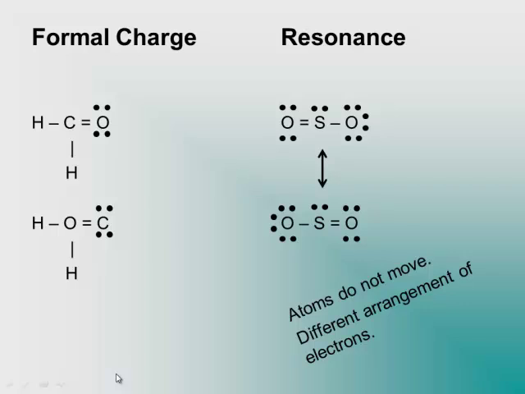When you're using formal charge to choose the best Lewis structure for a compound, the drawings are not equally valid. The atoms have been moved around, and one arrangement of atoms is better than the rest.